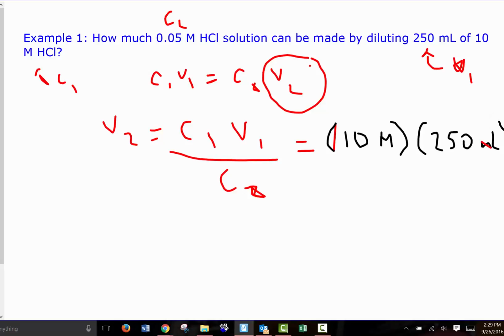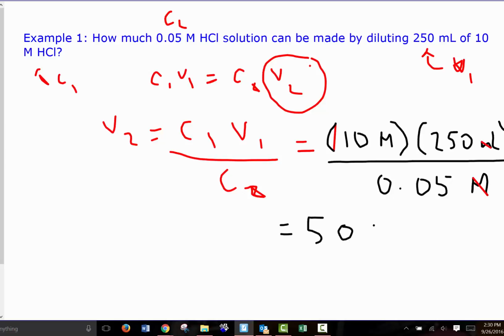It's okay to have my units of volume in milliliters as long as I know my answer is going to come out to have units of milliliters as well. My C2 on the bottom here is going to be the 0.05 moles per liter. Alright, and now I'm ready to go ahead and calculate that out. So 10 times 250 divided by 0.05 gives me 50,000. Wow, I can make a lot. Milliliters is my units, and I just solved for V2. So that's the total volume that I can make in this dilution. So that's how much I'll have at the very end.